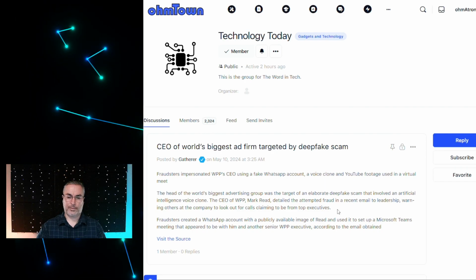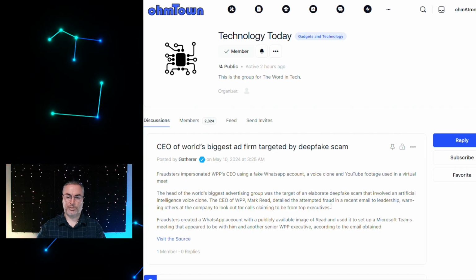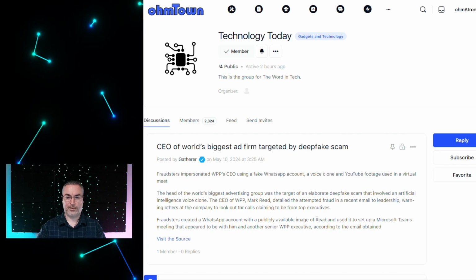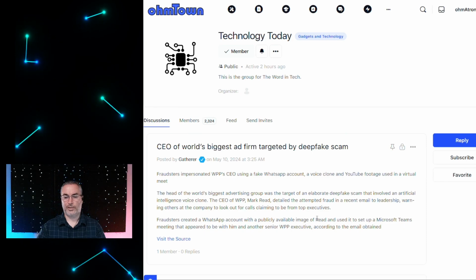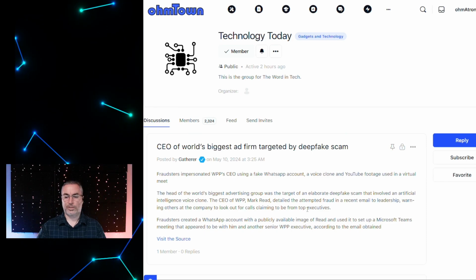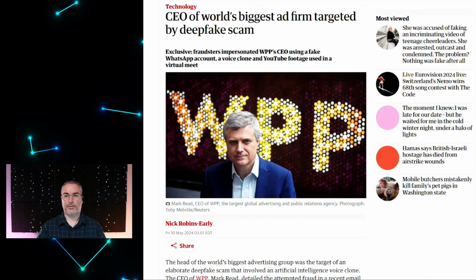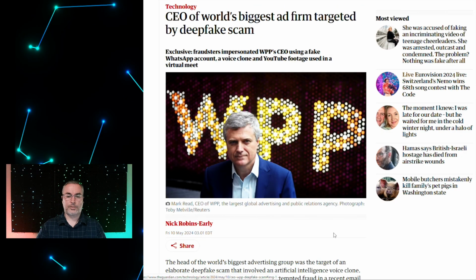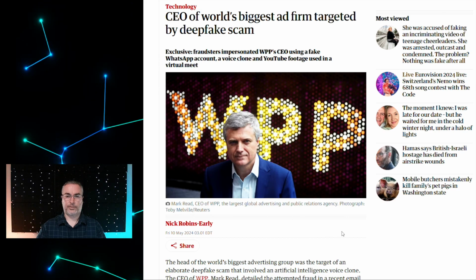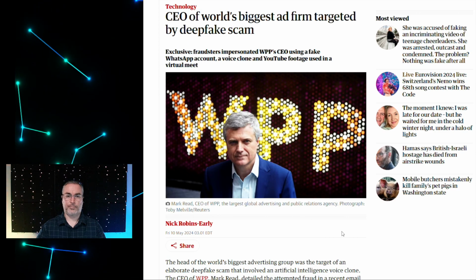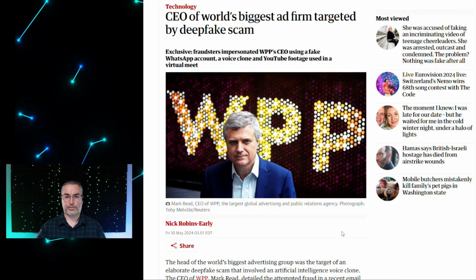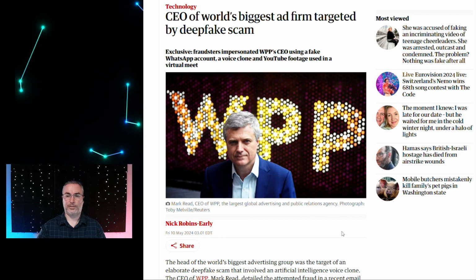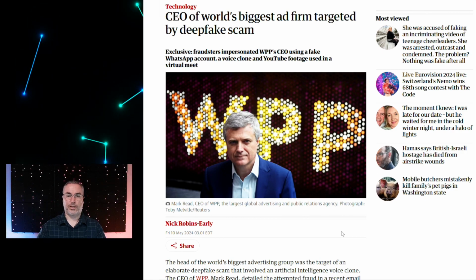Fraudsters created a WhatsApp account with a publicly available image of Reed and used it to set up a Microsoft Teams meeting that appeared to be with him and other senior WPP executives, according to the email that was obtained by The Guardian. Nick Robbins Early is the author that put this together for TheGuardian.com. The deck statement says it's an exclusive: fraudsters impersonated WPP CEO using a fake WhatsApp account, a voice clone, and YouTube footage used in a virtual meet.